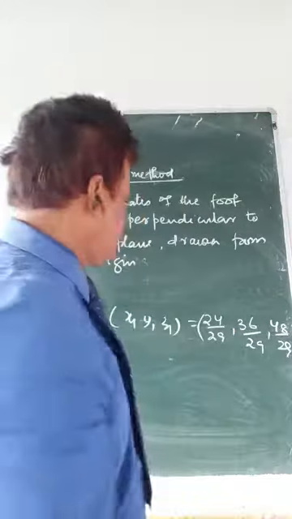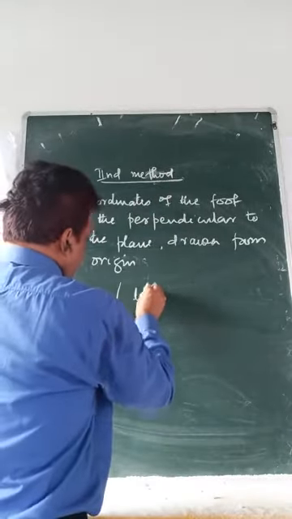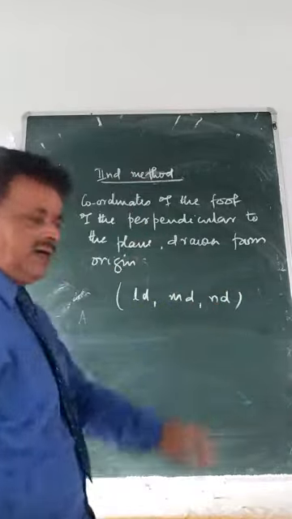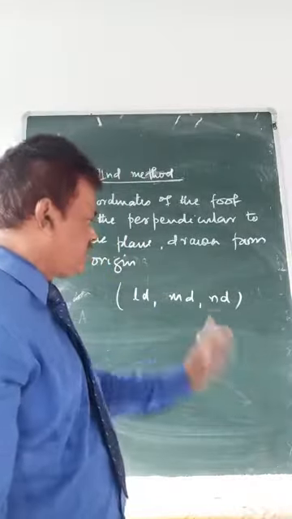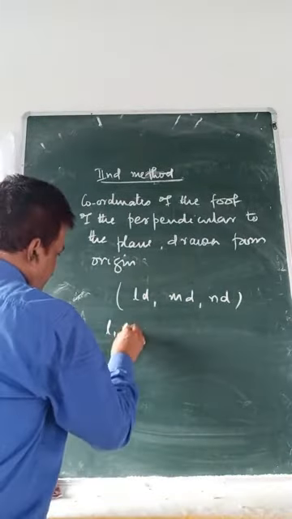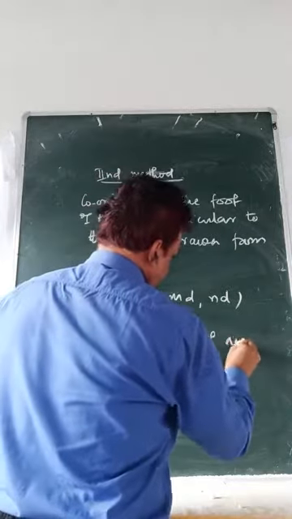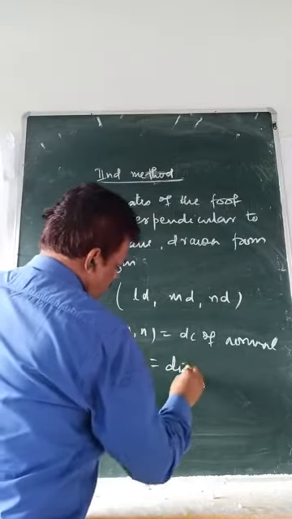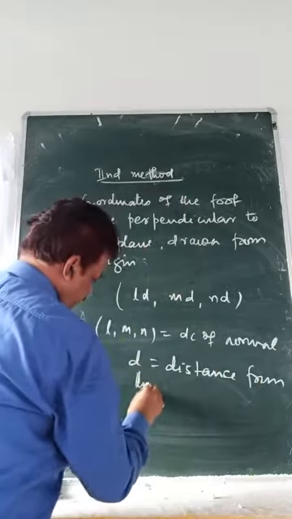Let's remember the formula also. So the formula is ld, md, nd. So you should know what is l, m, n. l, m, n are the direction cosines of the normal. d is the distance from the origin. l, m, n: DC of normal. d: distance from the origin.